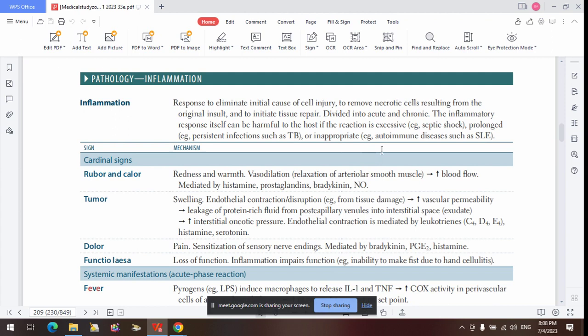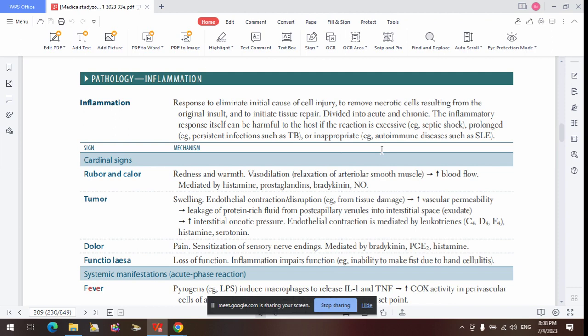Chronic inflammation now sets in when that stimulus is persistent, when it's prolonged, when the acute inflammatory response cannot take care of it. It can progress to chronic inflammation. Although in some situations, you can even have the inflammation starting in the chronic phase. So we'll talk more about that as we progress.